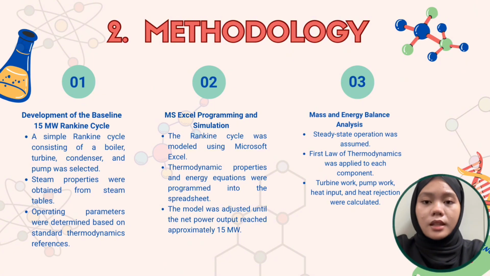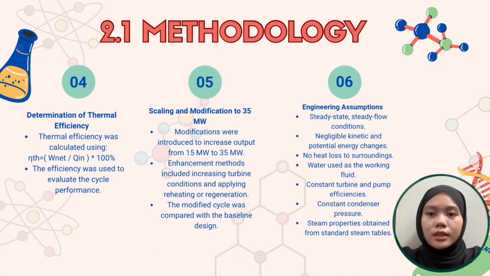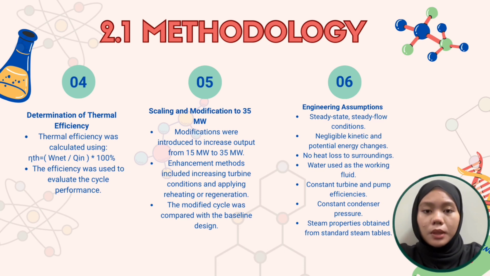Third is mass and energy balance analysis. Steady state operation was assumed. The first law of thermodynamics was applied to each component. Turbine work, pump work, heat input, and heat rejection were calculated. Fourth is determination of thermal efficiency. Thermal efficiency was calculated using η_th = W_net / Q_in × 100%. The efficiency was used to evaluate the cycle performance.